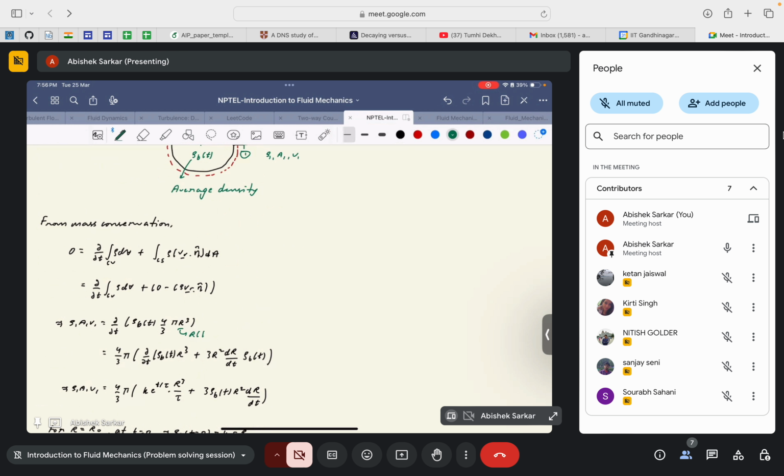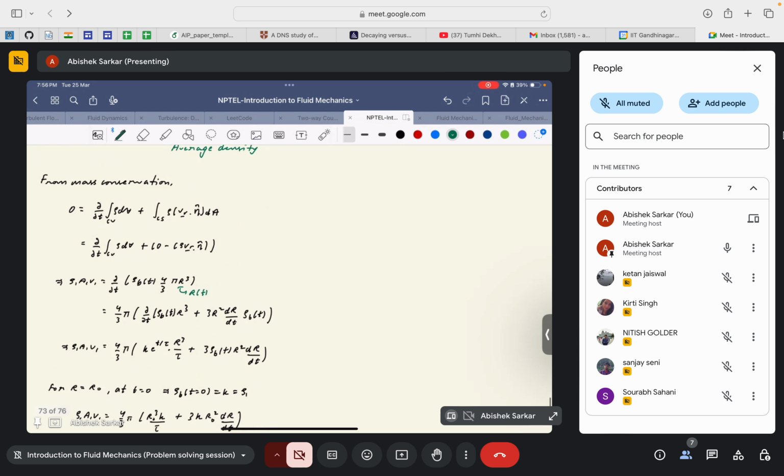R would be a function of time. Okay, because volume is changing by what? 4 by 3 and pi are constant, so if volume is changing, it will mean that the radius is also changing. Okay, so we will have rho 1 A1 V1 is dou by dou t of rho b(t) times 4 by 3 pi r cube. Then you can take out 4 by 3 pi as it is a numerical constant.